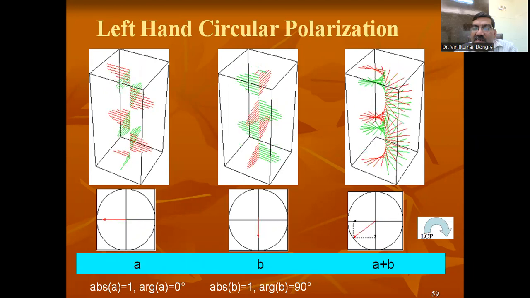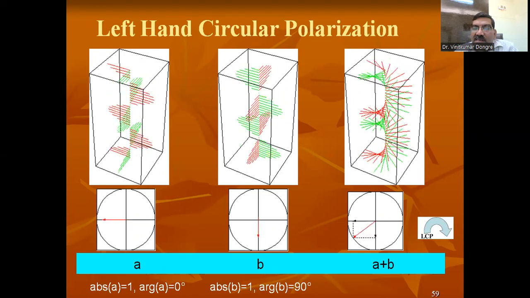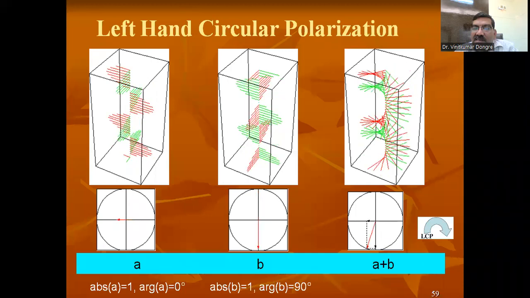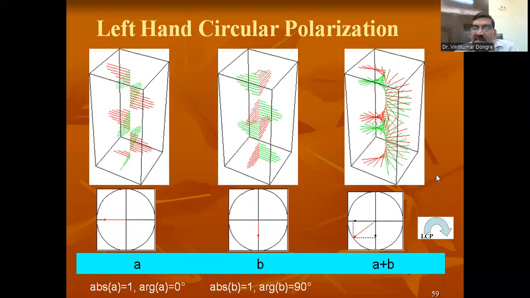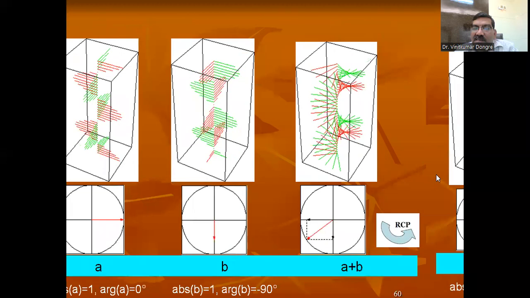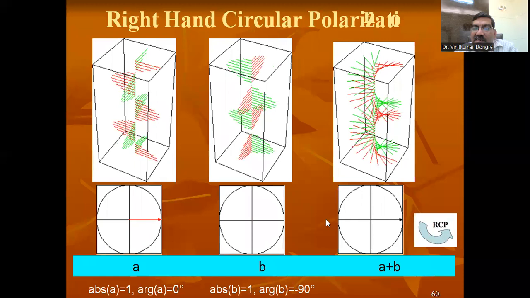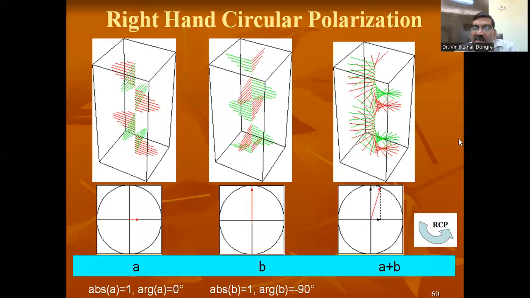Now, if I change this angle from 90 degree to minus 90, then instead of left-handed circular polarization, it becomes right-handed circular polarization. Now, you just check this. This is a right-handed circular polarization. Now, you can see this.